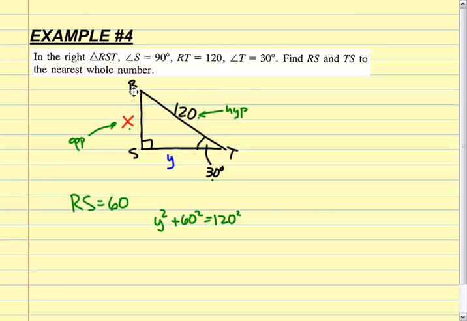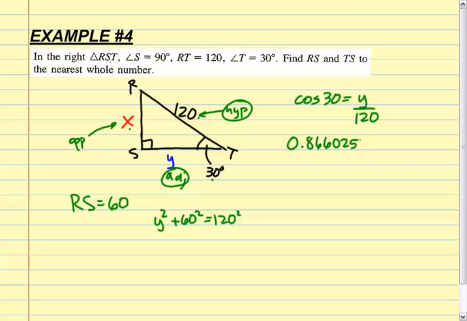Okay? If I wanted to find y now, well, what are y and 120 to 30? Well, this is the adjacent, and again, this is the hypotenuse. So that means I need the cosine of 30. The cosine of 30 is equal to y over 120. All right, well, second, go down to cosine, type in 30, hit enter, and you're going to get the number 0.860254404 is equal to y over 120. Multiply both sides by 120, right?